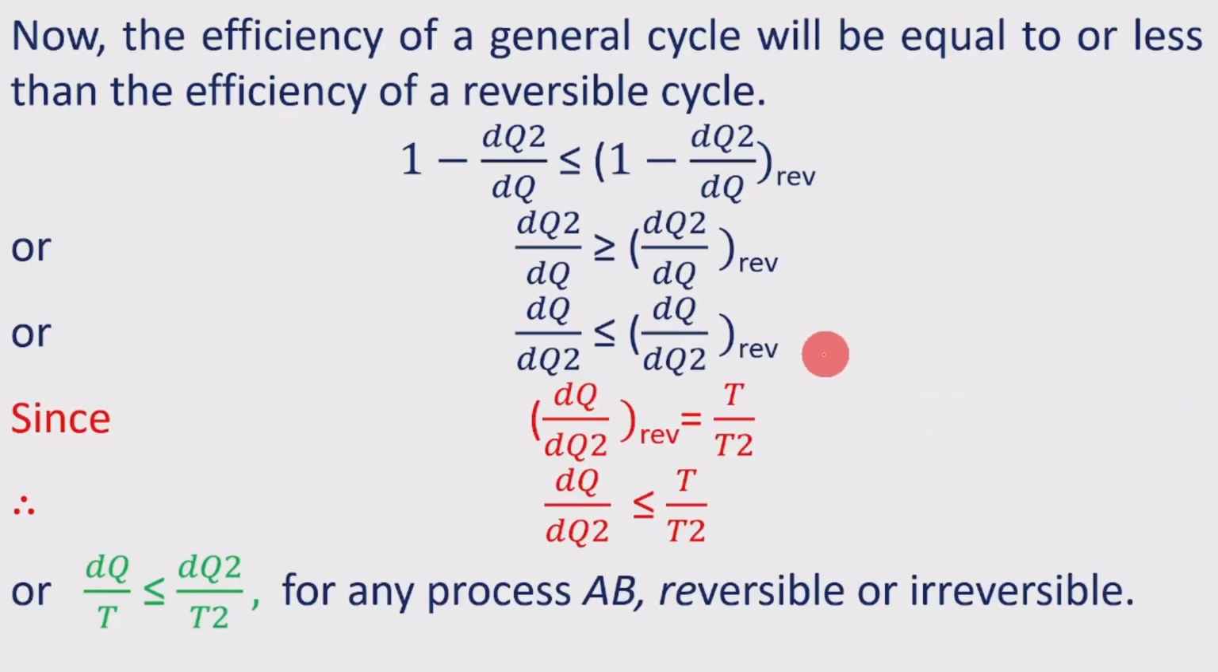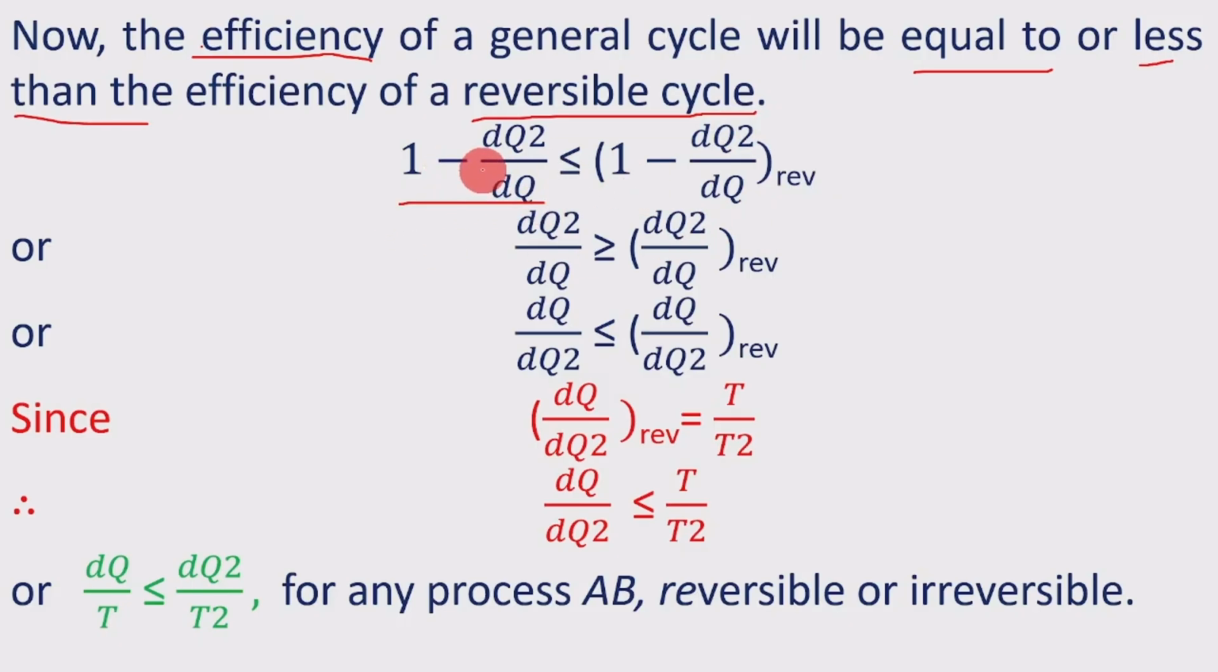Further moving, now for the efficiency of a general cycle and the Carnot efficiency, the efficiency of a general cycle will be equal to or less than the efficiency of a reversible cycle. This is given by the Carnot theorem. The efficiency of a general cycle is never more than that of a reversible cycle. No engine has more efficiency than the reversible cycle, as given by Carnot's theorem. We can write that using this equation.